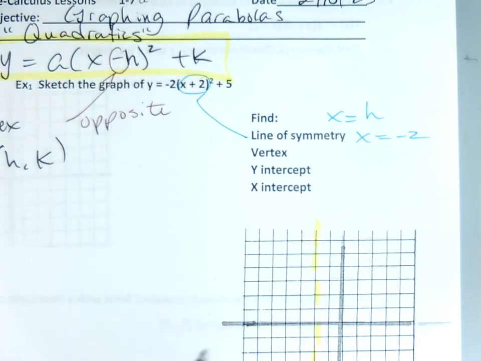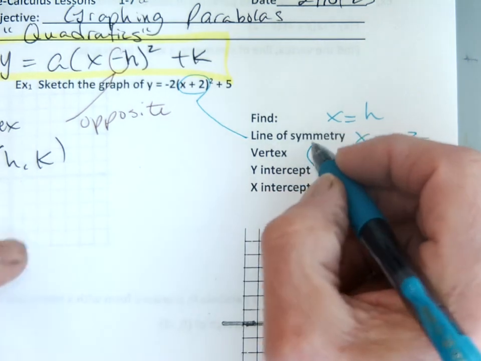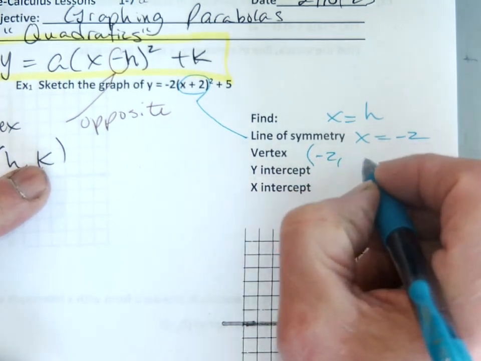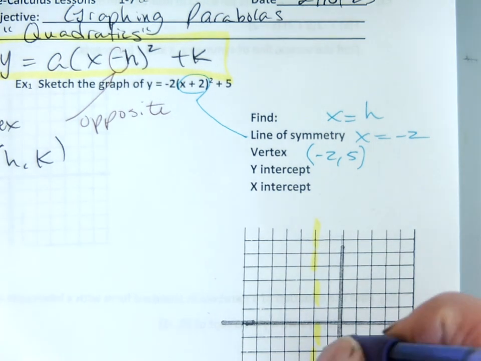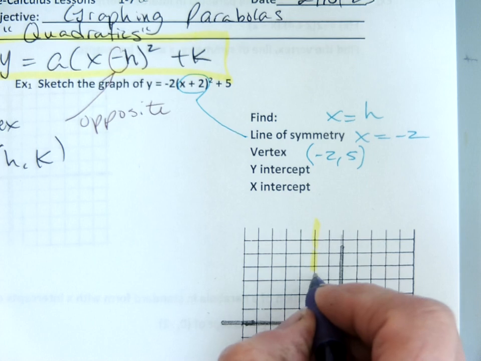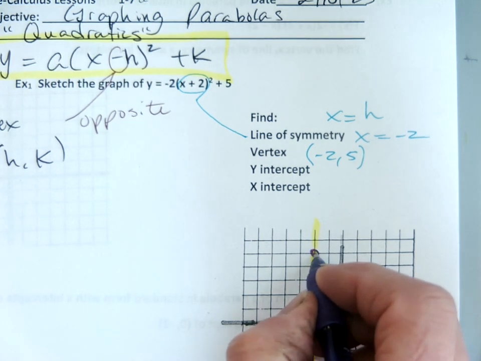We know what the vertex is because it's in vertex form. So my vertex has to be at (negative 2, positive 5). So I can go to negative 2, positive 5, 1, 2, 3, 4, 5. And there's my vertex.